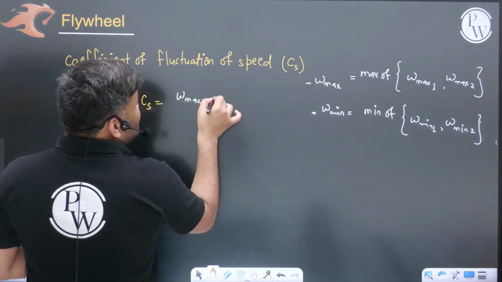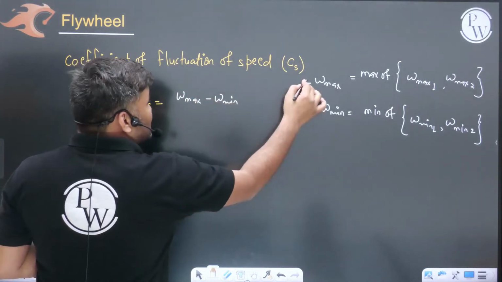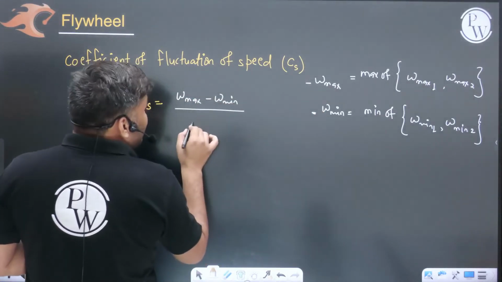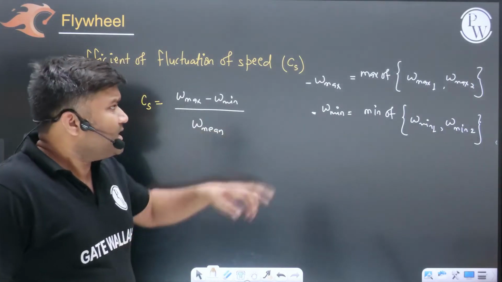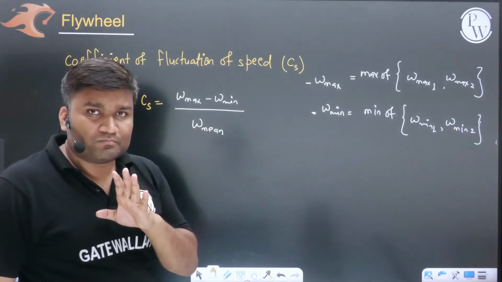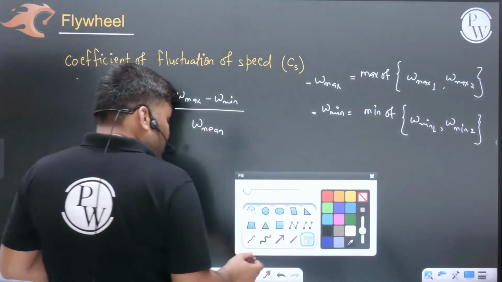Omega maximum minus omega minimum. This difference divided by mean speed. What is the mean speed, beta? Mean speed is maximum plus minimum divided by 2. Getting my point?